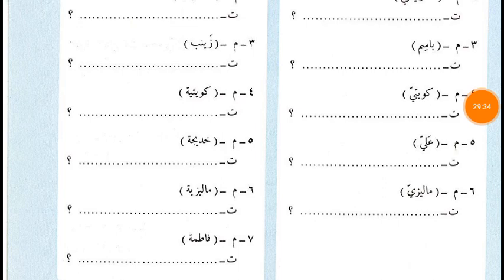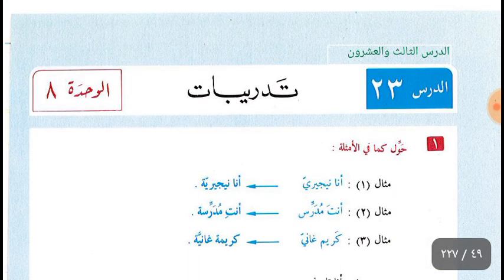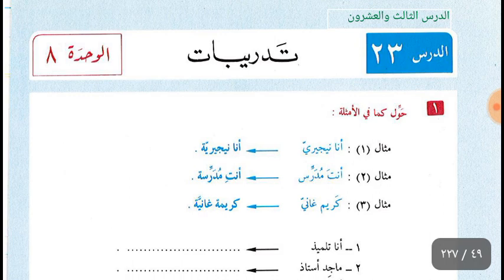Is Zainab Kuwaiti? Correct. Is Khadija Kuwaiti? Correct. Is Khadija Malaysian? Al Fatima Malaysian. Correct. Then we have exercises for lesson 23, Unit 8. How will you change as in the example? We will just change the gender.